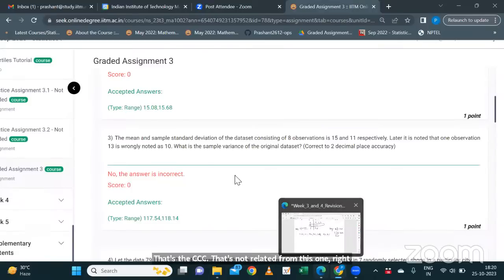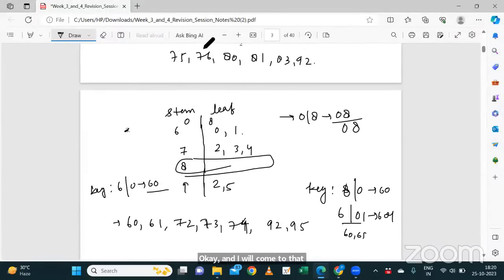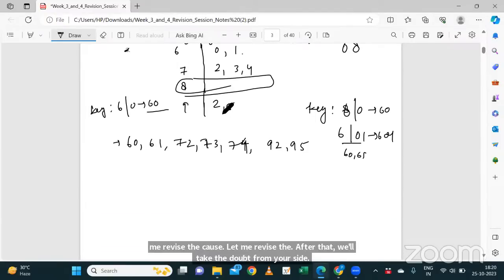Okay, stem and leaf. I will come to that question, don't worry. Let me first cover the concepts and revise them. After that, we will discuss the questions and take the doubts from your side. It will be in sequence, in a standard manner. Otherwise, we will be discussing something in between and there will not be any sequence. Is that okay for everyone? Yes, sir.